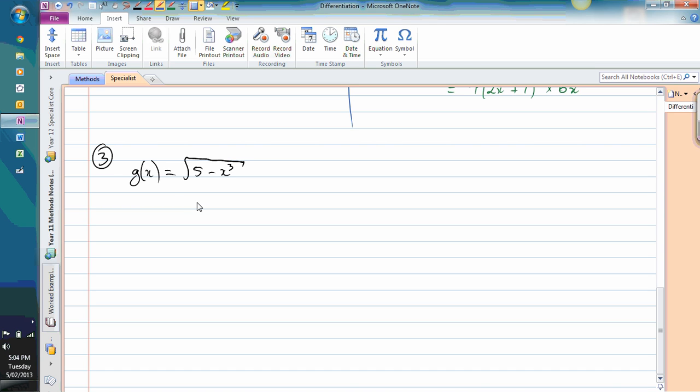g of x equals the square root of 5 minus x cubed. Now this is just like our first example where we have a square root involved and we need to rewrite it in terms of a fractional index. So I'm going to rewrite the function, and I'm just writing g of x here because I'm not differentiating yet. I'm just going to rewrite this function without the square root and with the fractional index instead. So I'm going to put the 5 minus x cubed in brackets and raise it to the power of 1/2. And now I'm ready to differentiate.